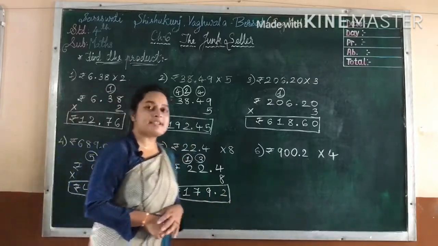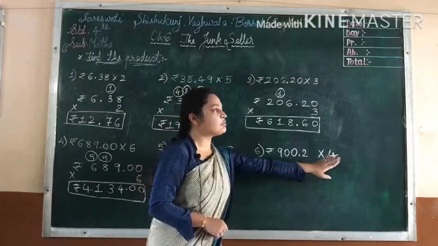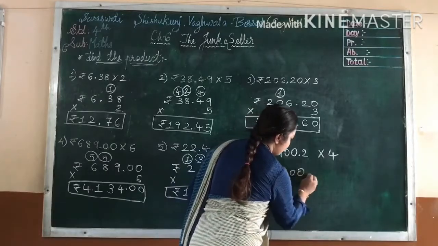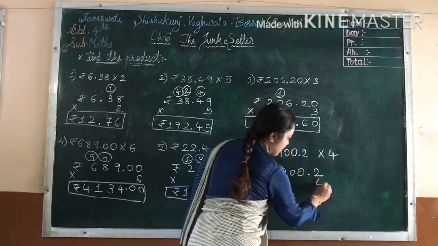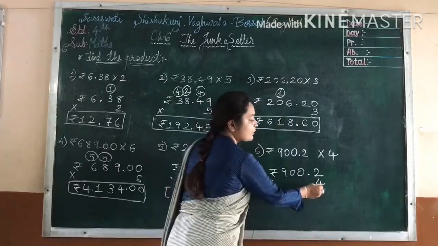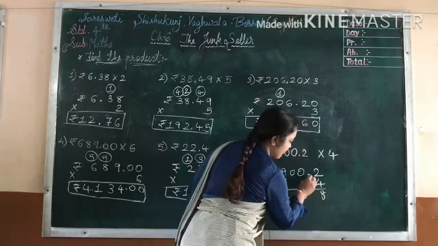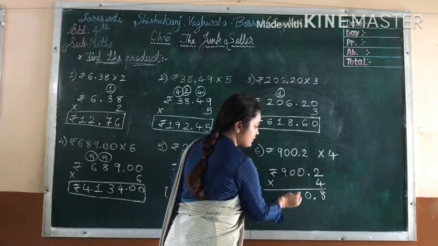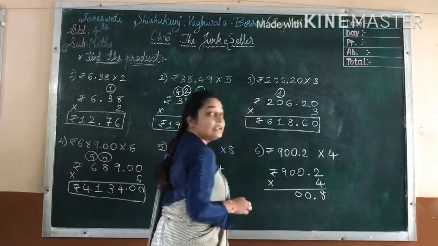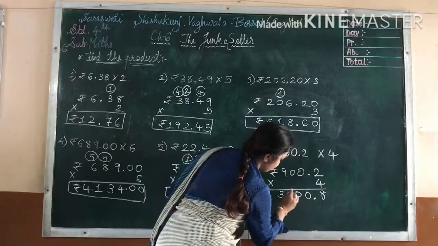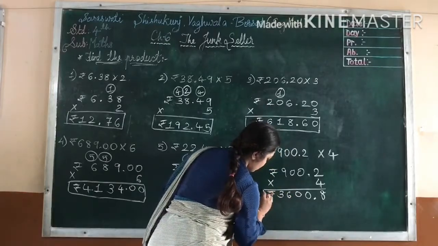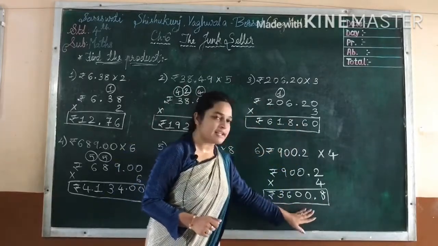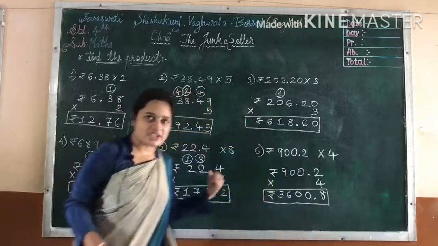So the answer is rupees 179.2. Let's move towards last sum, rupees 900.2 multiplied by 4. So let's solve that. Rupees 900.2 multiplied by 4. Okay, so 4 2s are 8. So we will write that. Now decimal point is there, so we will keep decimal point. 4 zeros are 0. Again 4 zeros are 0. 4 nines are 36. So we will write here 36 and rupees sign. So the answer is rupees 3600.8. Just take a look.